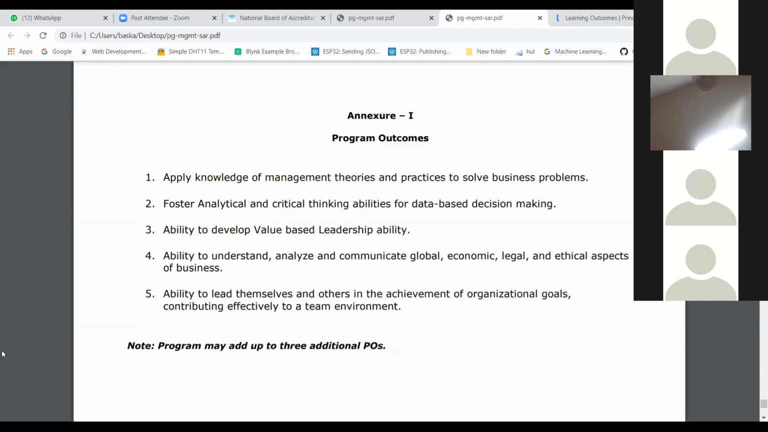The 5th one is the ability to lead themselves and others in the achievement of the organization's goals, contributing effectively to a team environment. This is also attitude related. Therefore, for the management practitioner, they have written 5 POs. The first 2 are purely technical. The 3rd one is purely attitude. The 4th one is a combination of knowledge and attitude. The 5th one is also purely attitude. In addition to that, you can write 3 POs with respect to your own curricular component. Are you able to follow me?